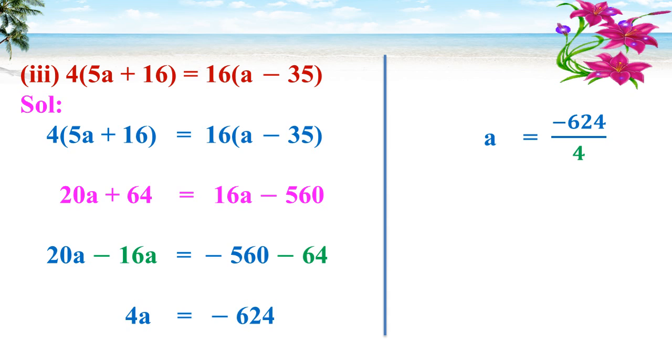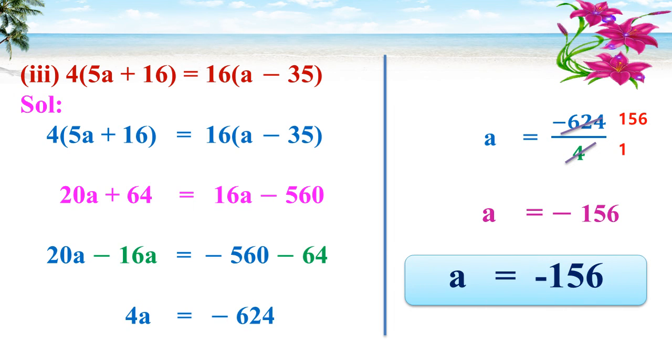Now a is equal to minus 624 divided by 4. Now cancel the common factors. 1 4 is 4. 156 4s are 624. Now we get the a value is minus 156.